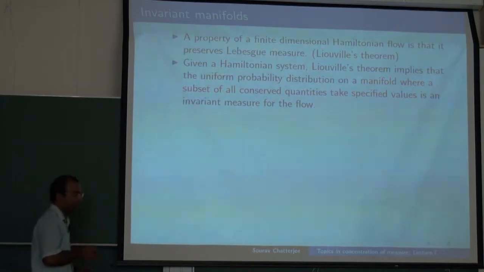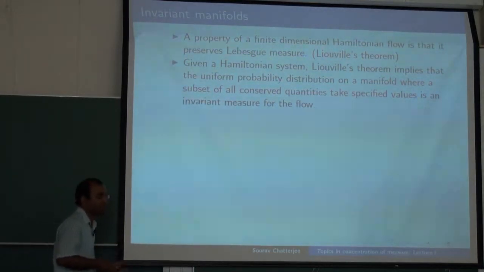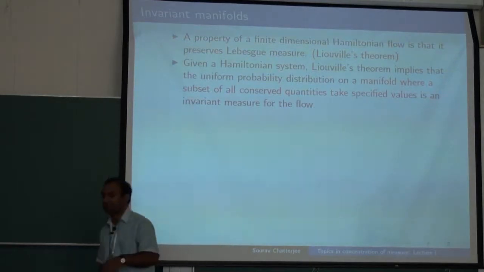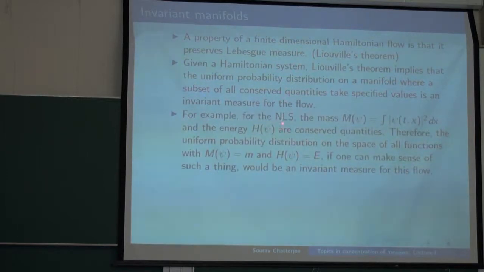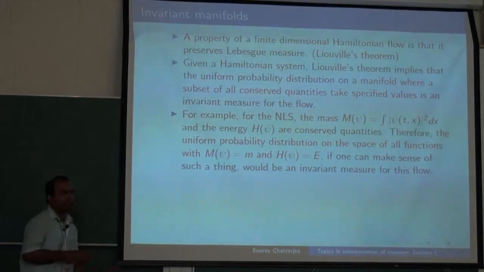invariant measure. Okay, so if you know all the conserved quantities in integrable systems, then you will probably have something ergodic, although that may not always be the case. So for instance, for the nonlinear Schrodinger equation, the mass, which is the L2 norm squared, and the energy, which I defined, these are conserved quantities. So one can define the uniform probability distribution on the space of all functions with mass m and energy e. That doesn't quite make sense. How would you define this? But in any case, if one can define such a thing, this would be an invariant measure for this flow.